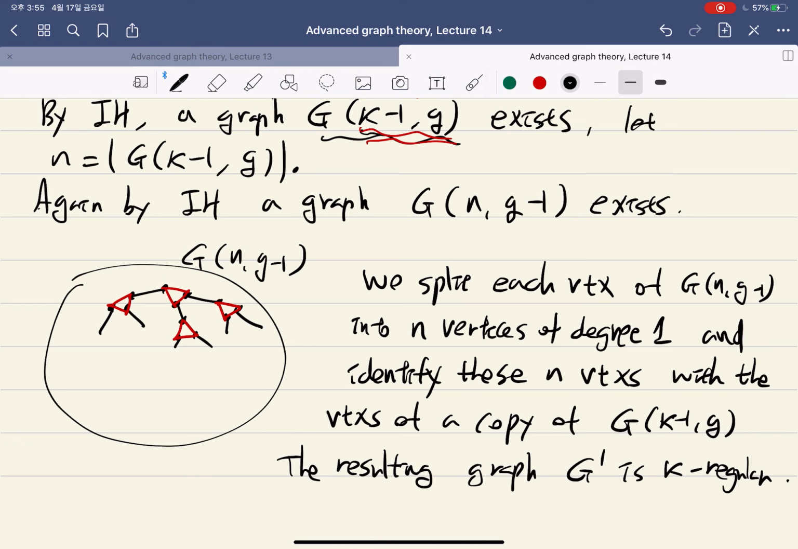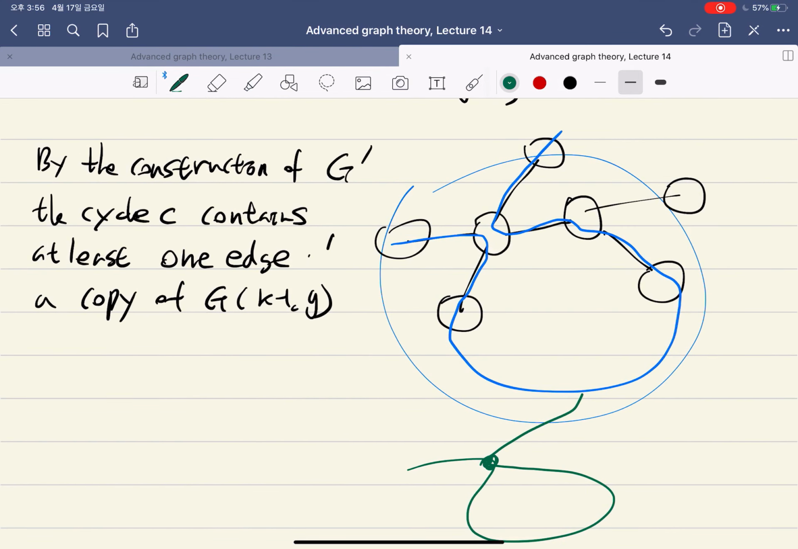Because what was our here? So if we use this edge inside of the circuit, because the edges in the large graph, G and G minus 1, is a collection of matchings here, you must use one of the red edges to keep going. So the cycle C must contain at least one edge in a copy of this smaller graph.